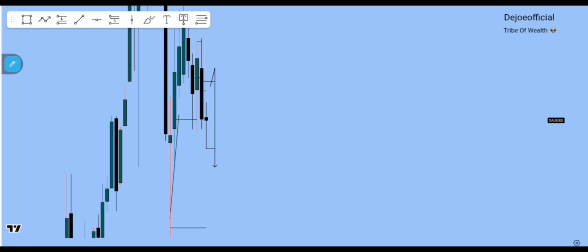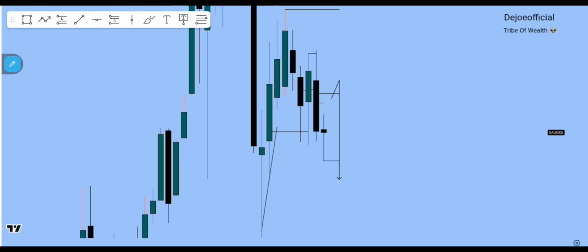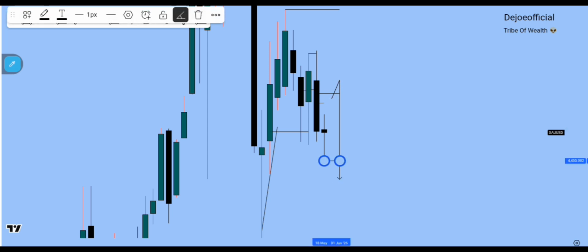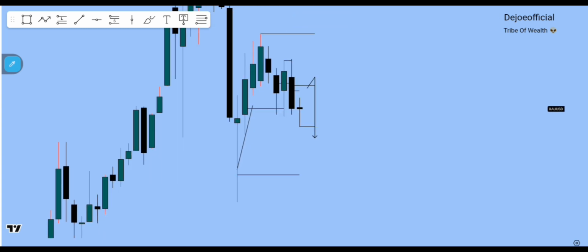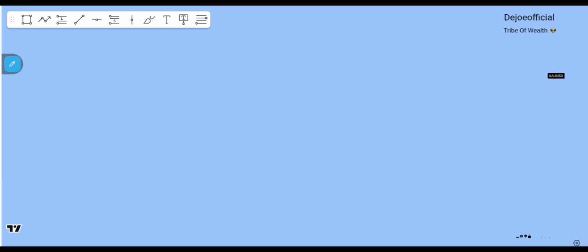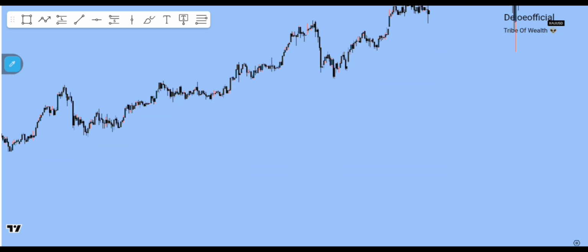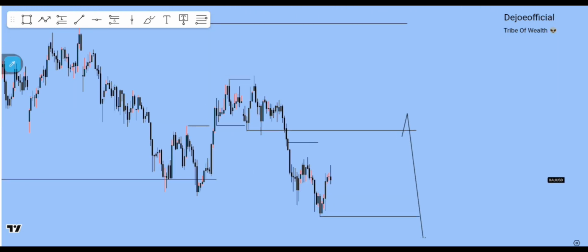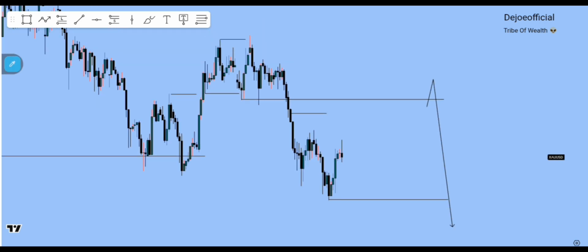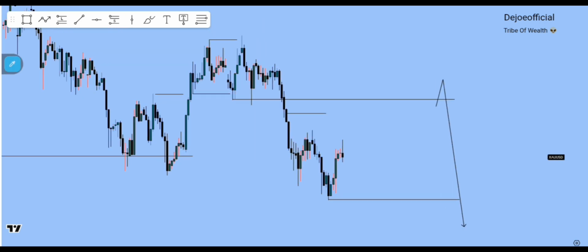On this weekly, you see that either this CRT holds, or the bearish trend holds, but the bearish trend is more valid than the CRT. So this is my view on XAU. So I think I'll be moving down to GBPUSD to also do my quick analysis on it.